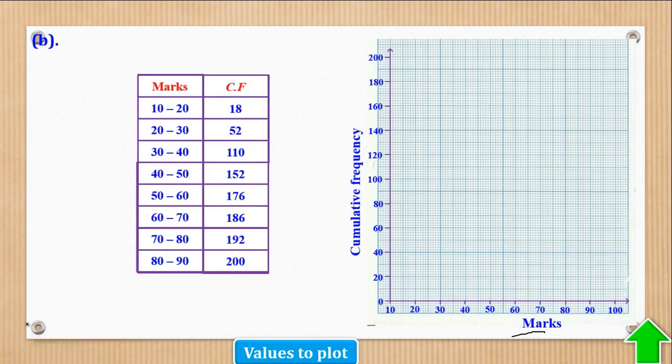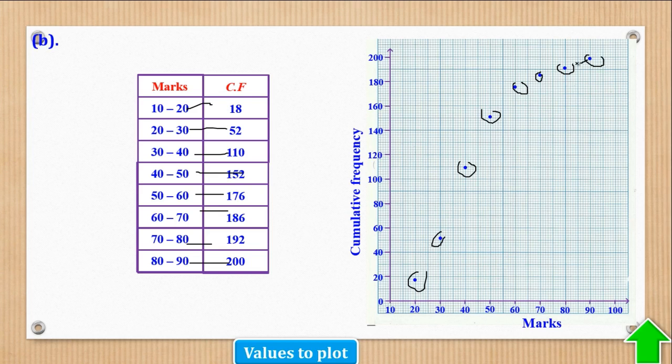So you plot upper class boundaries with cumulative frequency, this and that. So 20 goes with 18, 30 goes with 52, 40 goes with 110, 50 goes with 152, 60 goes with 176, 70 goes with 186, 80 goes with 192, and 90 goes with 200.